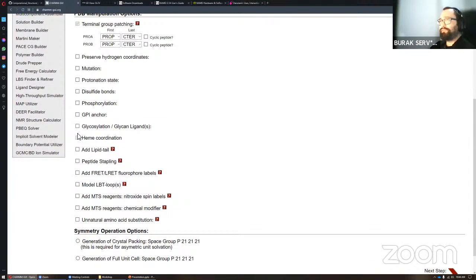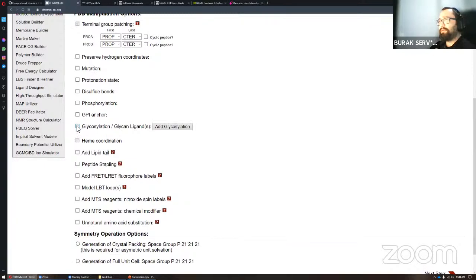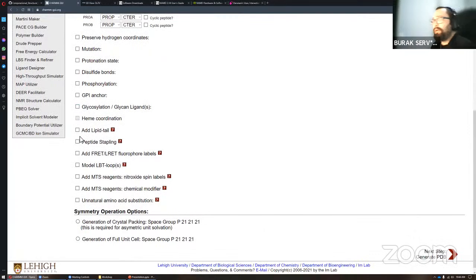Now, the next part is about glycosylation. You can select this one. And when we check the other options, by the way, for today, we have a lot of features to use, but we cannot check all of them.